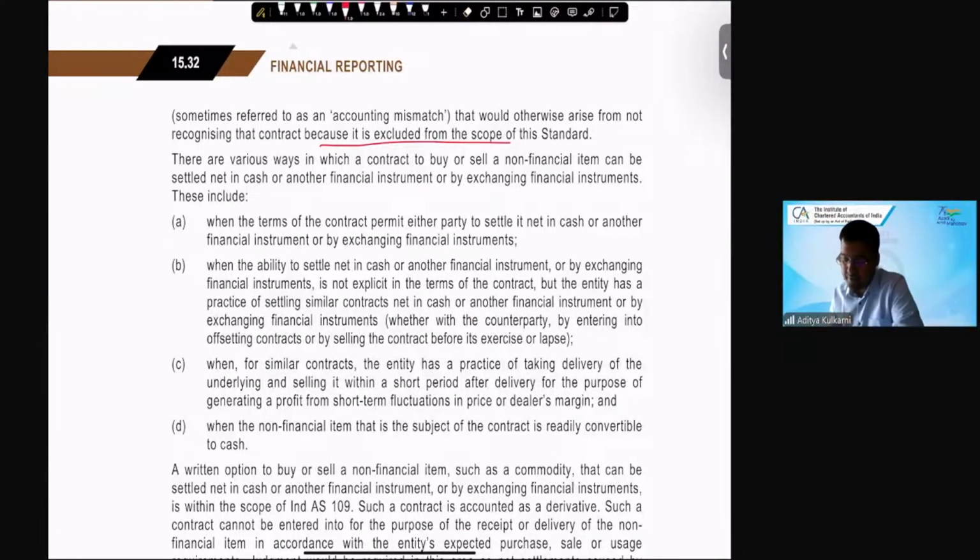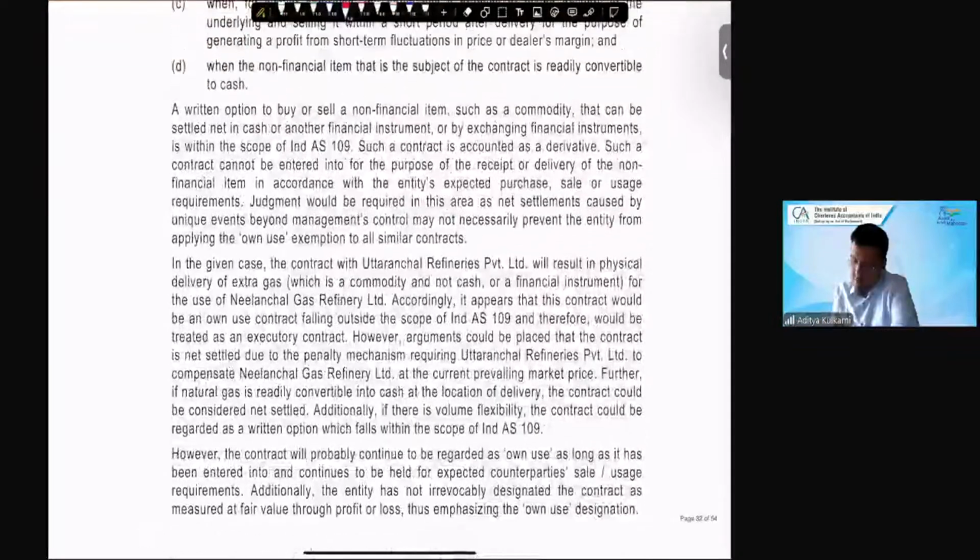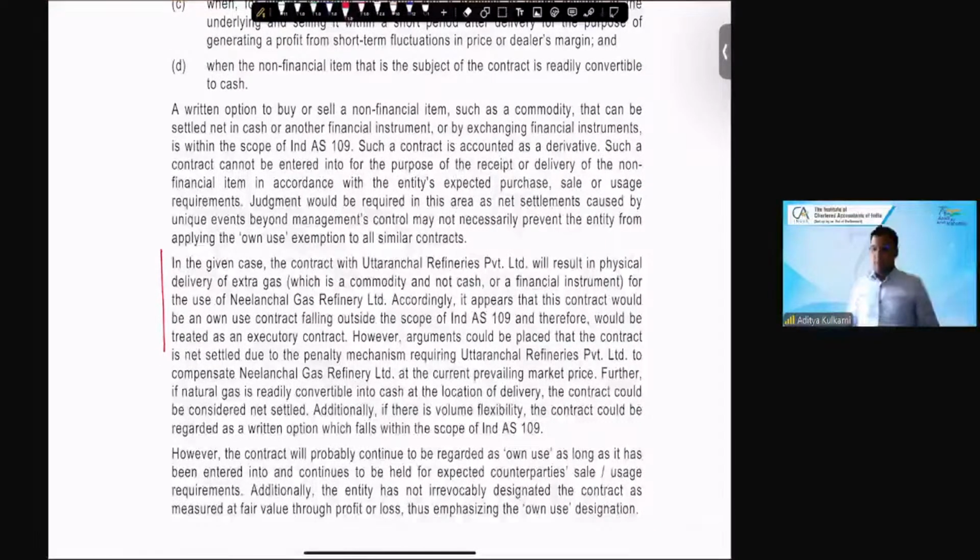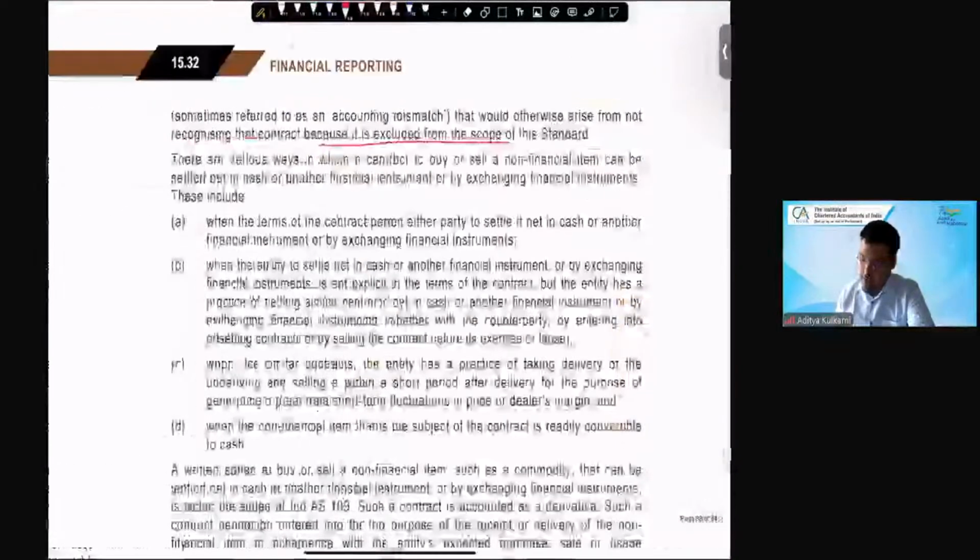Okay, all right. Now, if you look at this, वो theory पढ़ लेना. The contract with Uttaranchal refineries requires a future settlement by way of delivery of gas. So what is being delivered is extra gas, not cash or a financial instrument for the use of Neelanchal Gas Refinery Limited. Accordingly, it appears that this contract would be an own use contract falling outside the scope of Ind AS 109. And therefore would be treated as an executory contract.